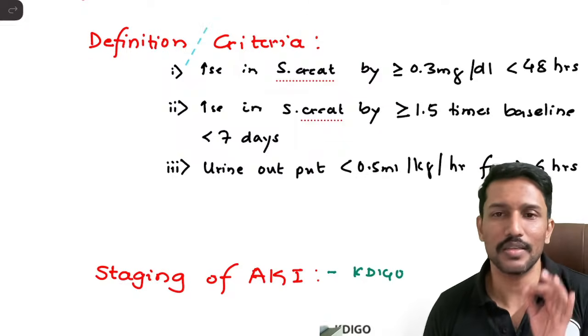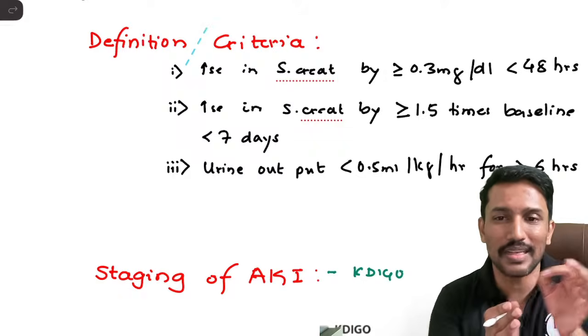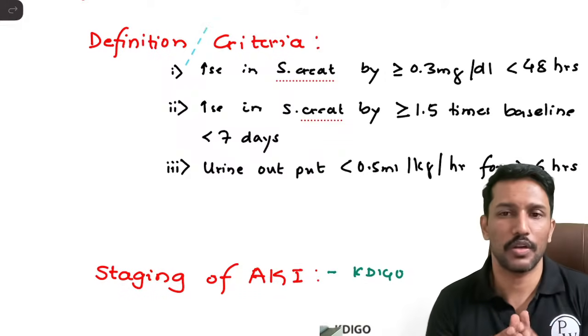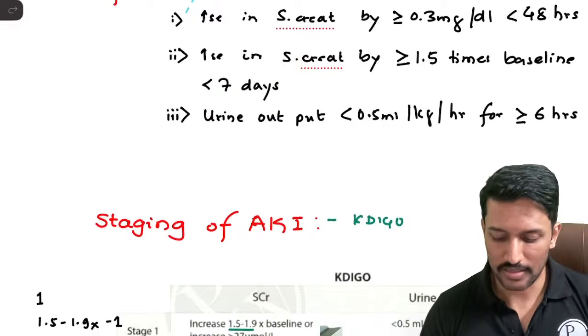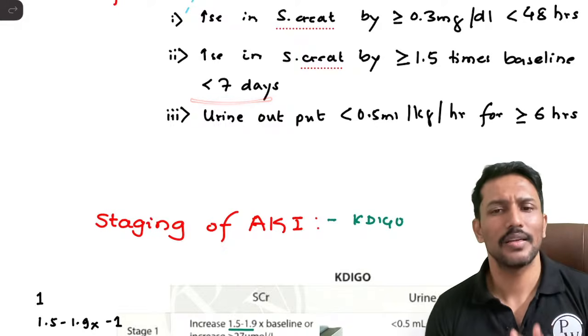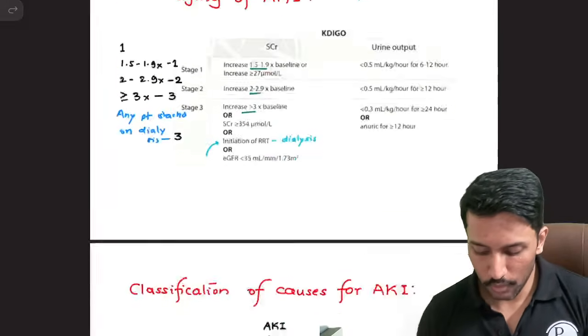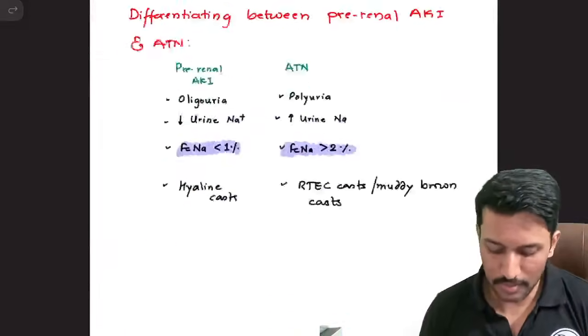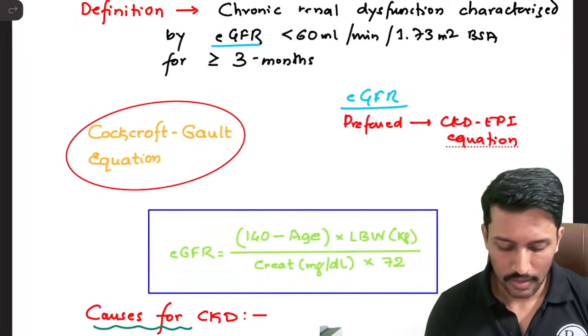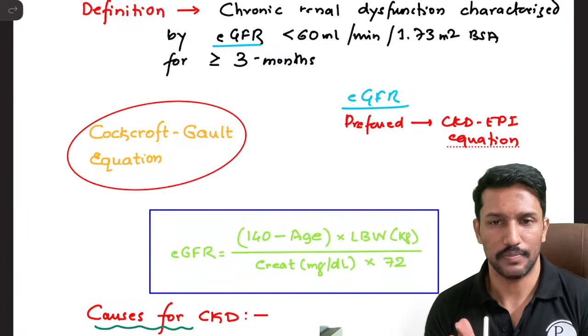So the real differentiator is the duration. If your kidney functions are abnormal for a very short period of time, as defined here, 48 hours or 7 days, then it is AKI. But if you have low GFR for a very long period of time, that is 3 months or higher, then we call it CKD.